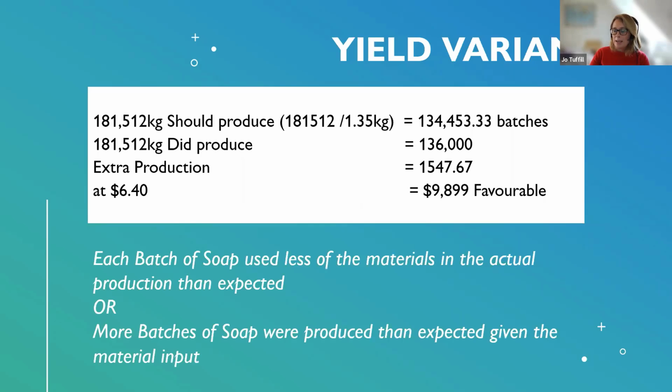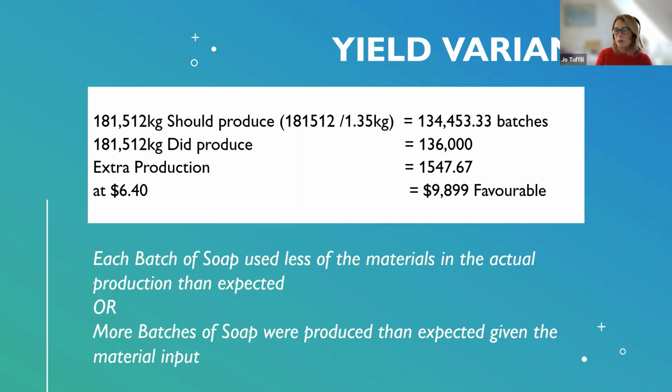So what we're saying here is each batch of soap used less of the materials in the actual production than expected, or more batches of soap were produced than expected given the material input. Both of those are valid statements to make. Now, obviously, the one that is more valid for you, because you can see it, is when you're doing the should and did approach, it's all about the output. More batches of soap were produced than expected, given the input. But if you did it in the table approach, you probably would have said the first one, each batch of soap used less of the materials in the actual production than expected.